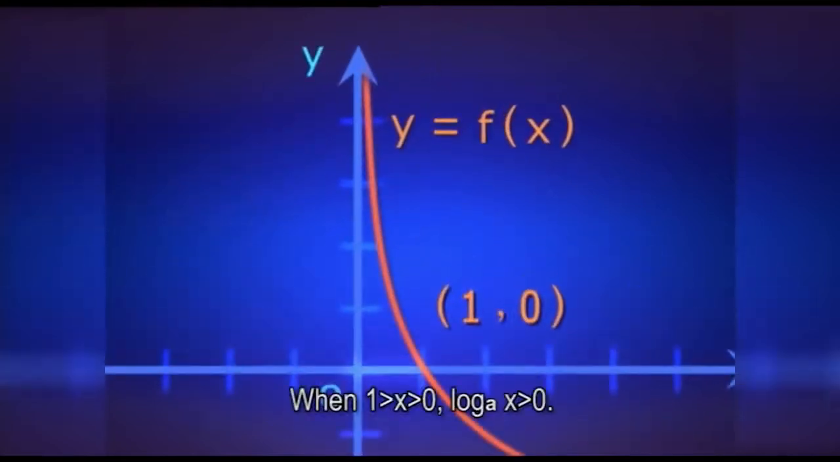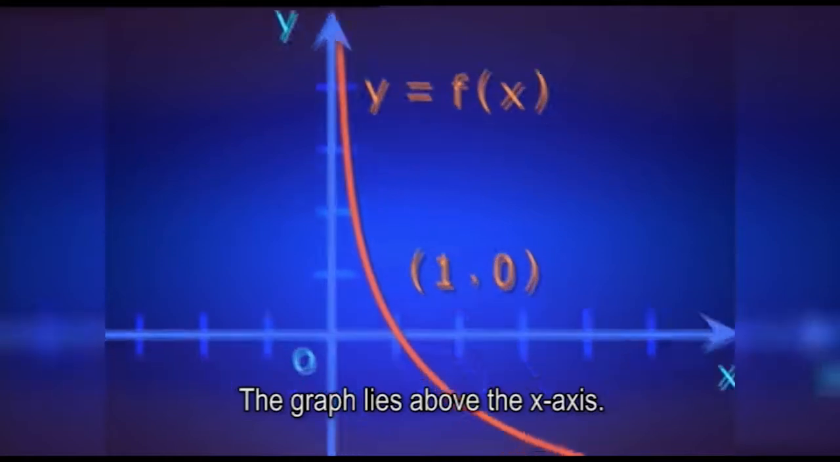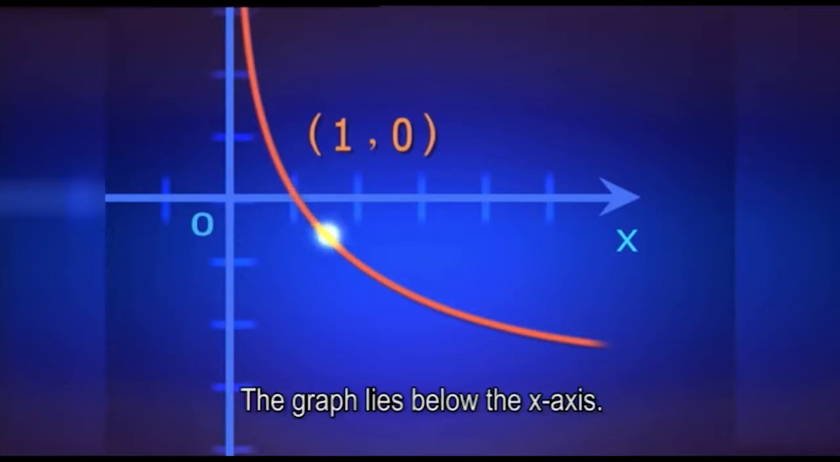When x is greater than 0 but less than 1, logarithm of x to the base a is greater than 0. The graph lies above the x-axis. When x is greater than 1, logarithm of x to the base a is less than 0. The graph lies below the x-axis.